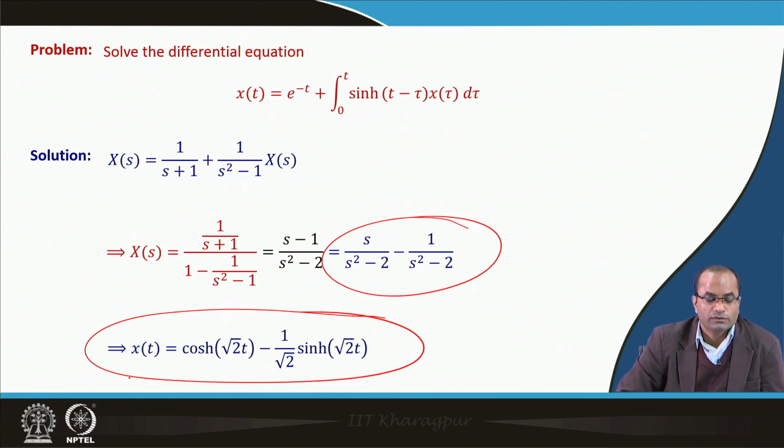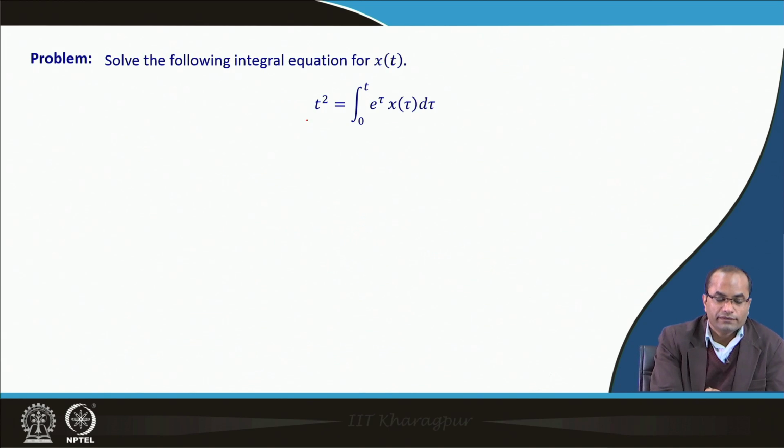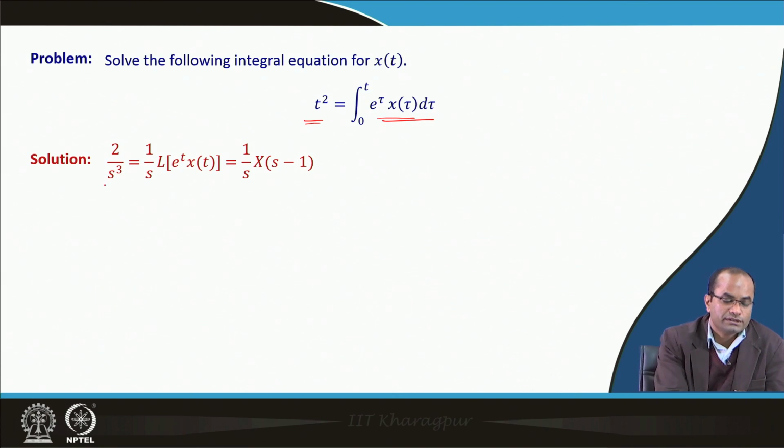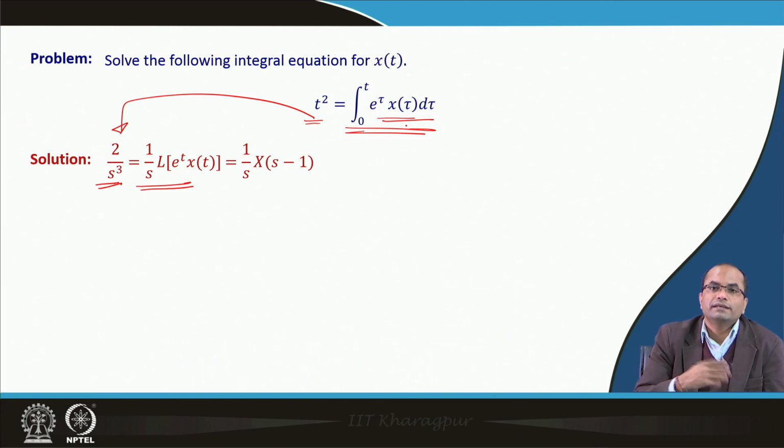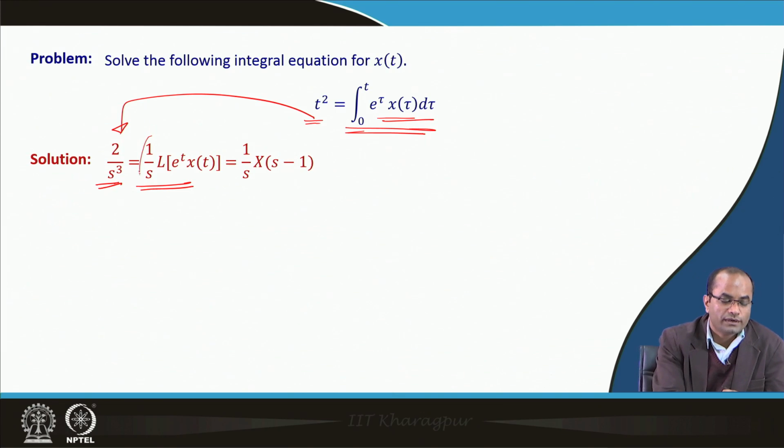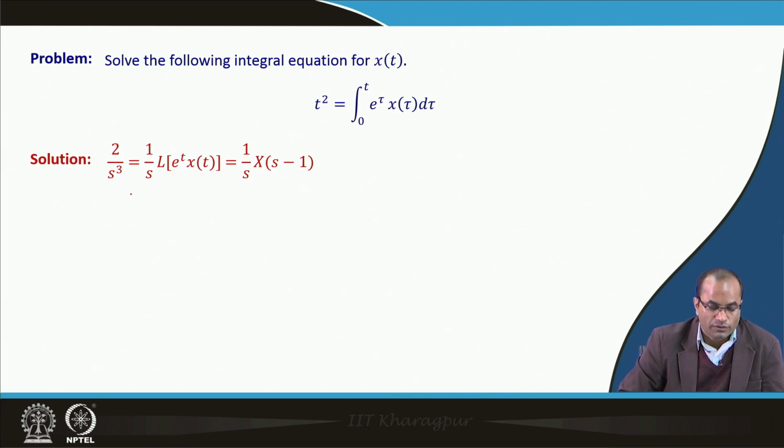So, after getting this inverse we get the solution of the given differential equation. Here we have t square is equal to the integral of e^(tau) x(tau) d tau. So, here again we will apply the same principle. So, 2 over s cube, that is the Laplace transform of t square. Then we have this integral there, and we have already learned that for the Laplace transform of the integral only a 1 over s factor will come there, and the Laplace transform of this integrand, that is e^t x(t).